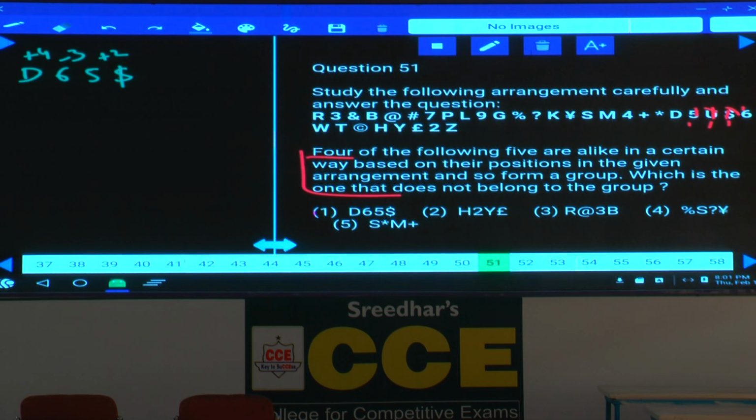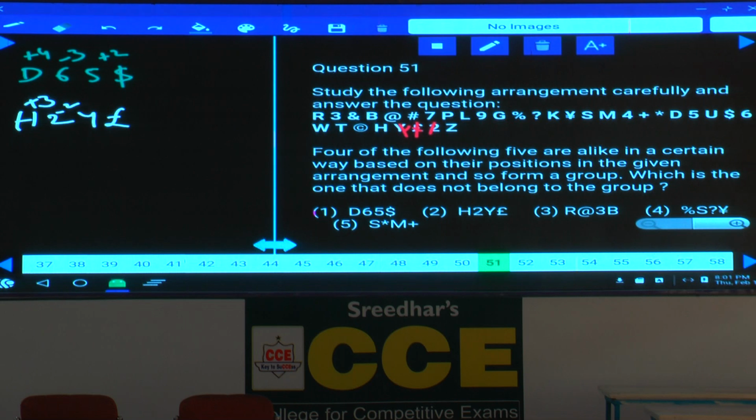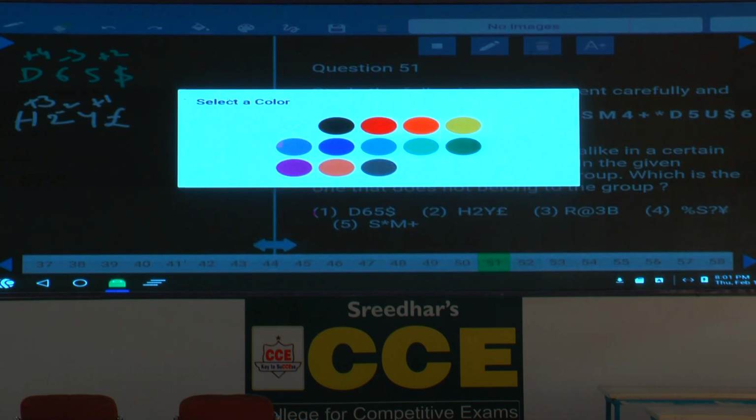H2Y pound. Tell me what about H and 2 here? H and 2, 1, 2, 3. What is the difference here? Plus 3 is the difference. Next one, 2 and Y, 1, 2, minus 2. And Y and pound, plus 1. Here it is plus 3, minus 2, plus 1. Now we need to check out one more in this one.